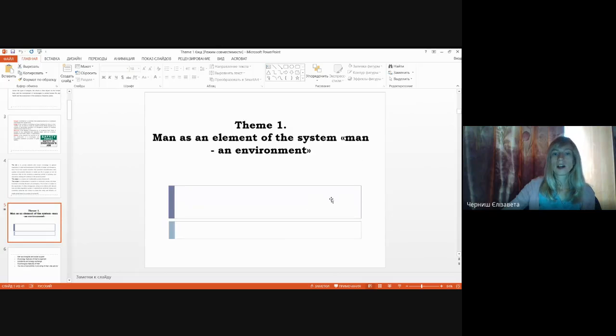So we now come to the first topic, man as an element of the system and environment. Especially I think you understand very deeply that our body and our biological functions are very closely connected with the environment that exists when we do our different types of activities.